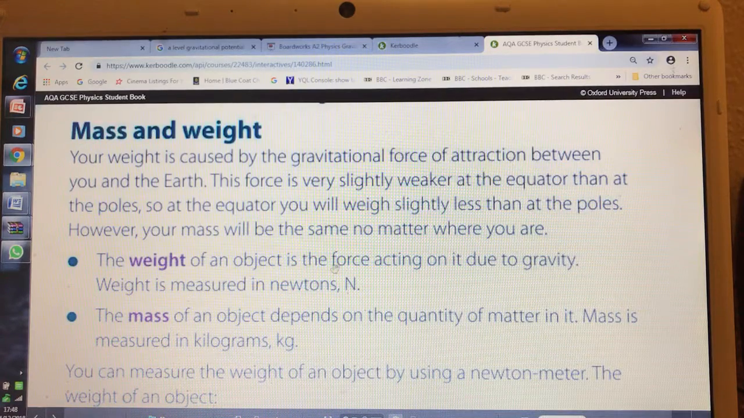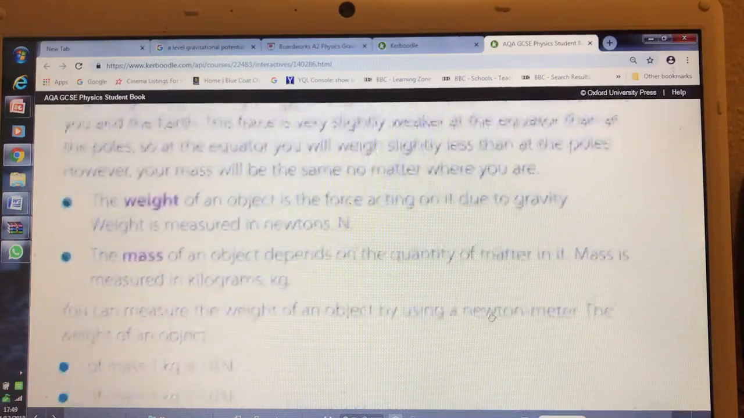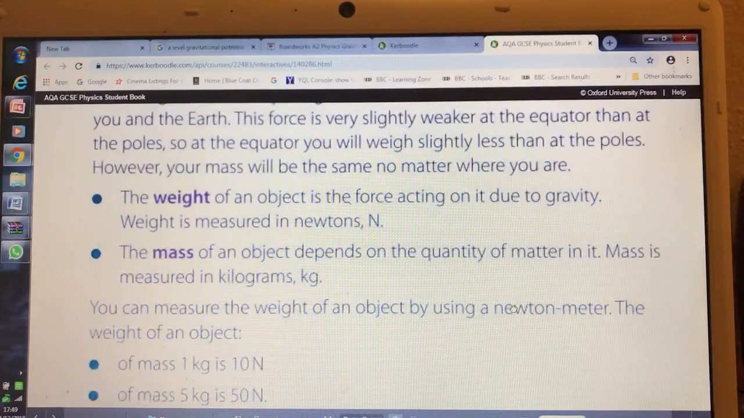Now, the weight is a force, a vector quantity, because the weight is measured in magnitude and it also has a direction. So the mass of an object is going to be constant, but the weight of an object is always going to be directed downwards and towards the center of the earth. Now, the mass of an object depends on the quantity of matter in it, and the mass is measured in kilograms.